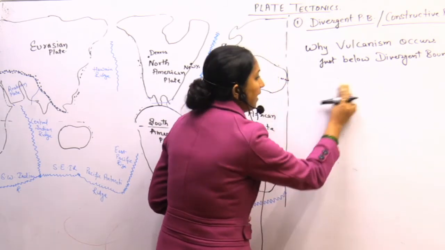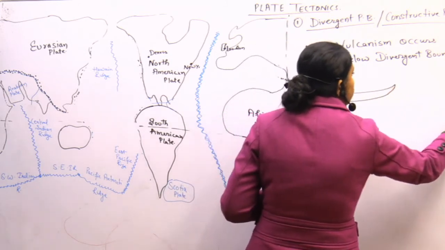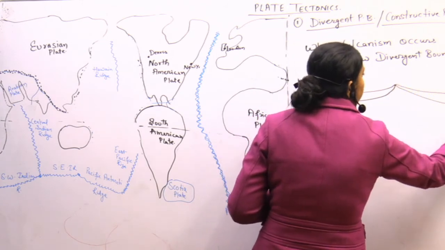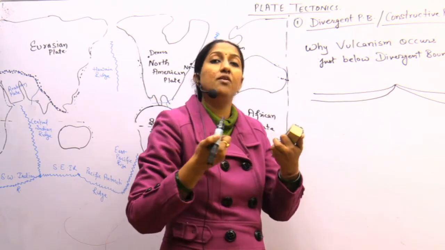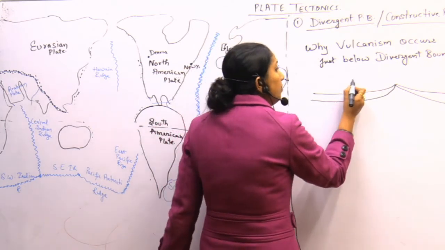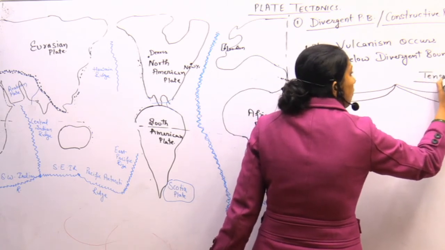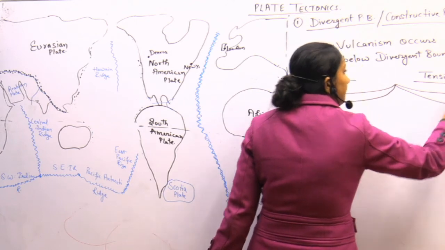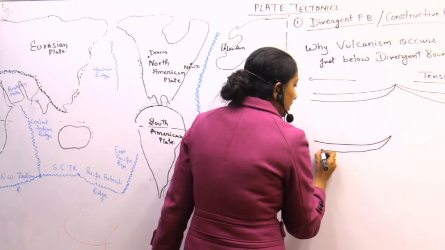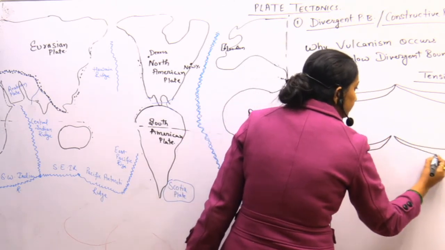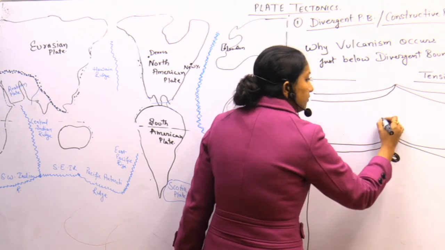See, what is happening actually? This is the divergent boundary. Right? Because of the diverging plates, a tensional force will be generated as the two plates are diverging. So what will happen? A tensional force will be generated, and due to this tensional force, a fracture will be developed here. Clear? Fracture is developed here.